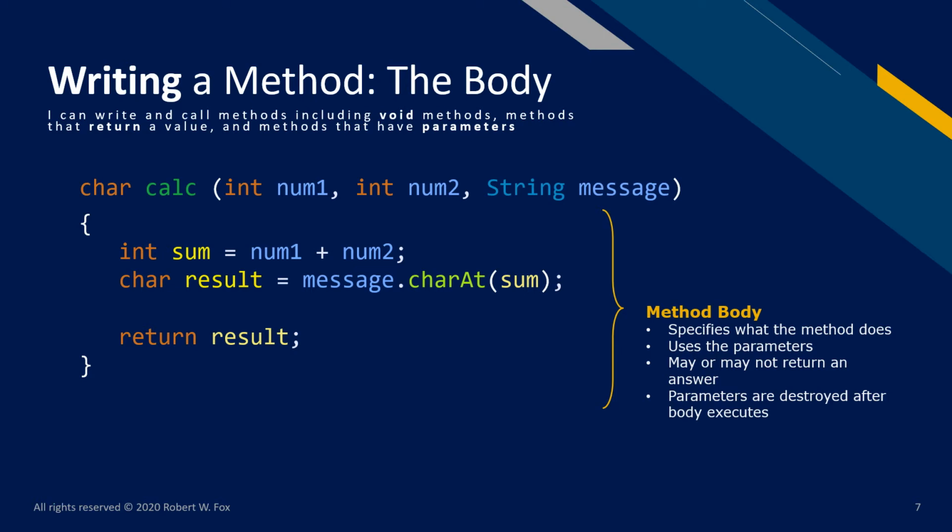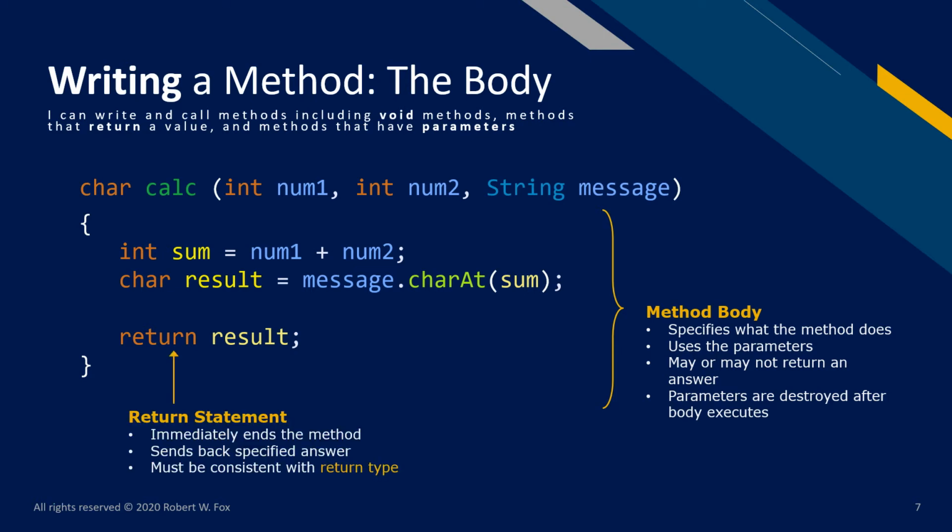At the end of our method, we're going to find possibly a return statement. Not all methods return values, but if they do, we'll see a return statement. And the return statement does three things. Number one, it immediately ends the method. So it wouldn't even matter if we had code after the return statement, it would be unreachable. The other thing is that the return specifies what the answer actually is. So in this case, we're leaving the method and we're sending back this variable result.